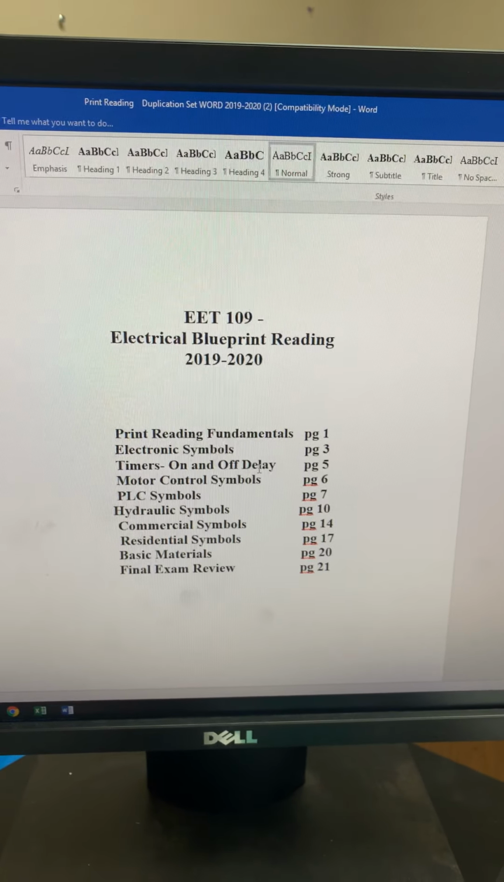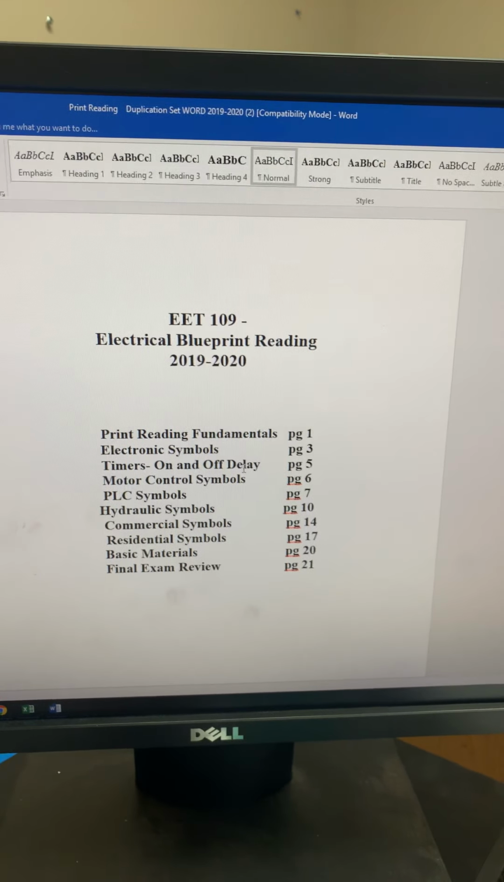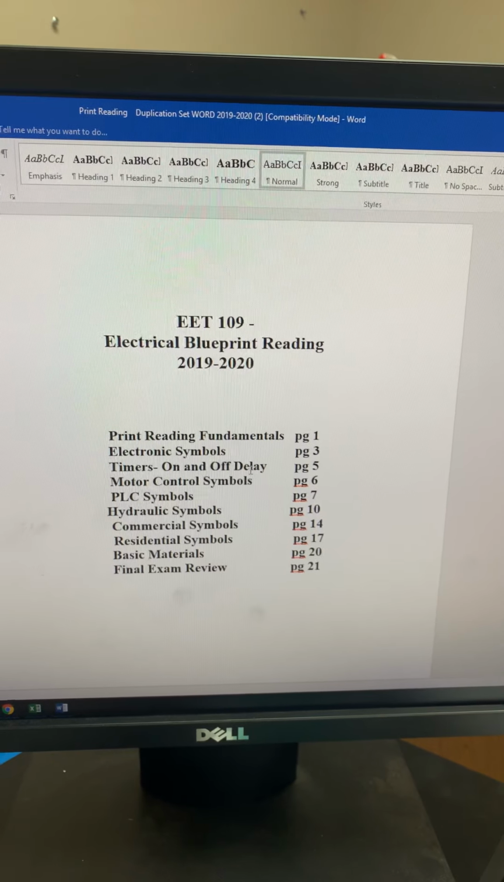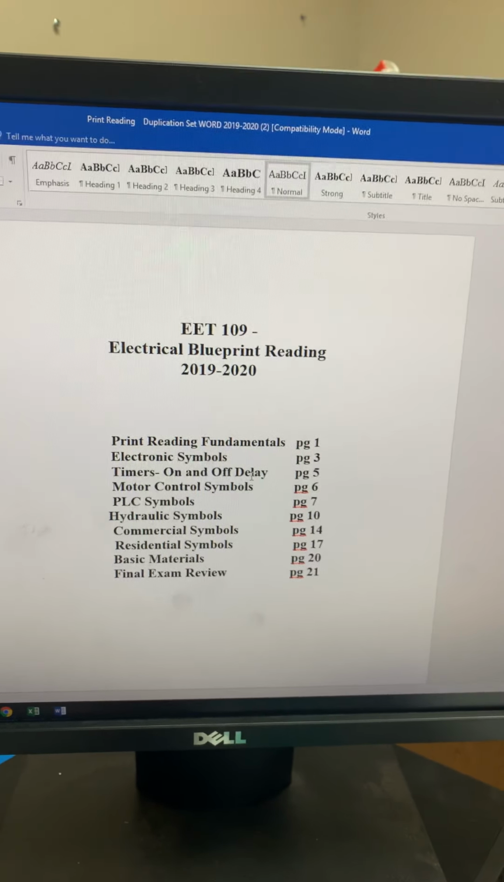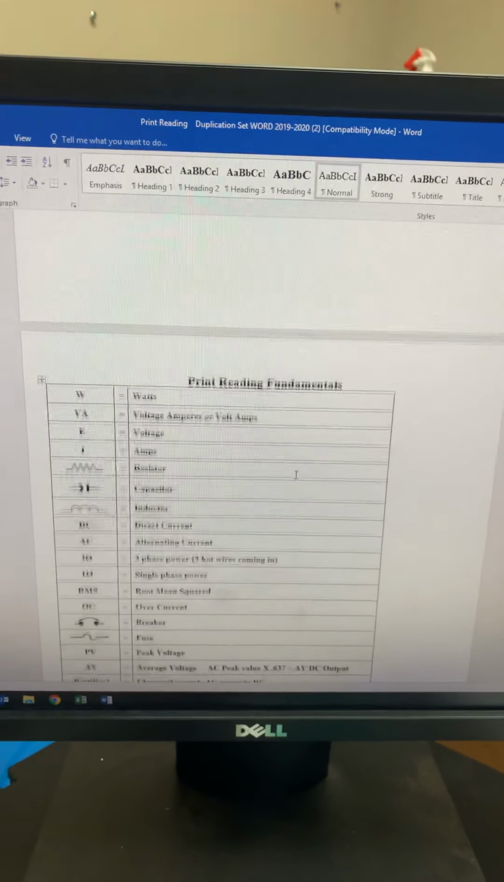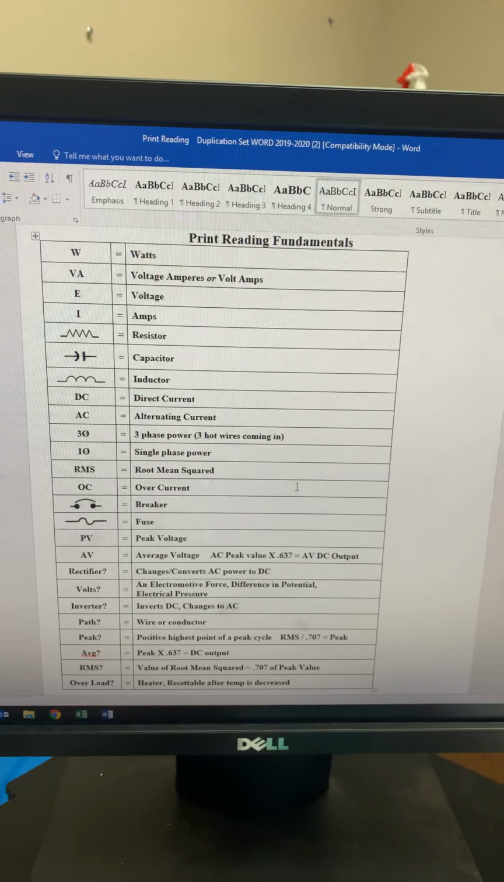Alright, this is the blueprint reading, EET 109, electrical blueprint reading. We're going to go over blueprint reading fundamental symbols. We're just going to go pages 1 and 2. Okay. Blueprint reading fundamentals, page 1.